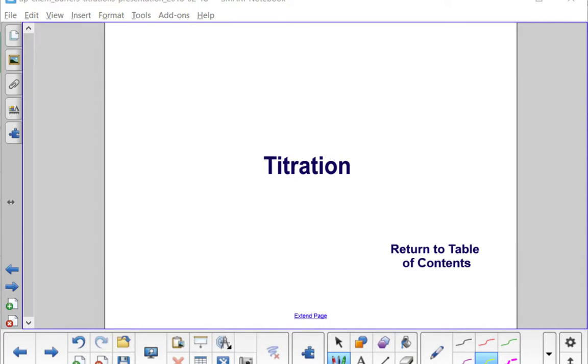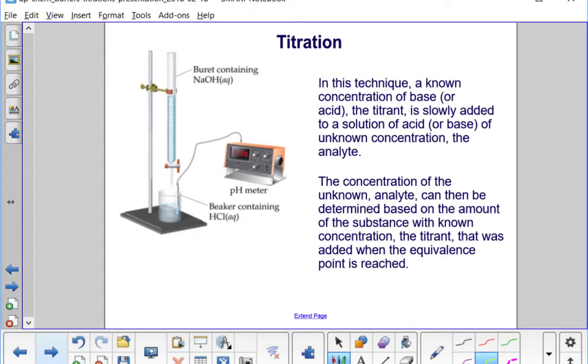This final section on buffers and titrations will cover titrations. A titration is a lab technique that is frequently used. In this technique, a known concentration of a base or an acid, something called the titrant. So in the picture here, the titrant is the base, the NaOH, okay?